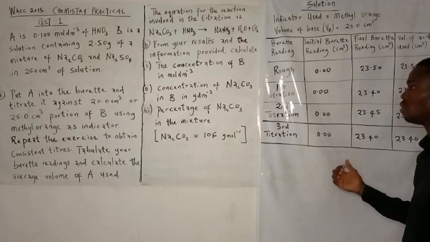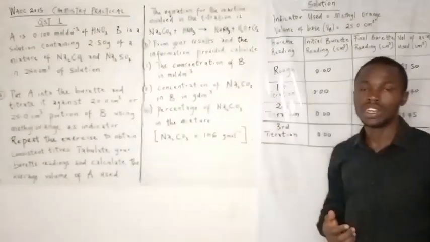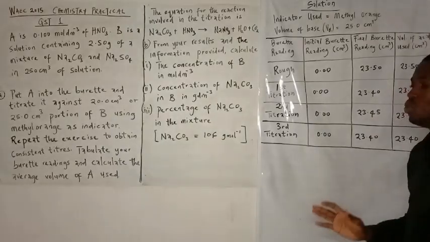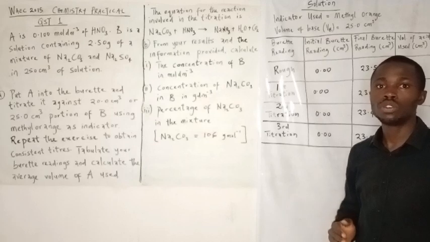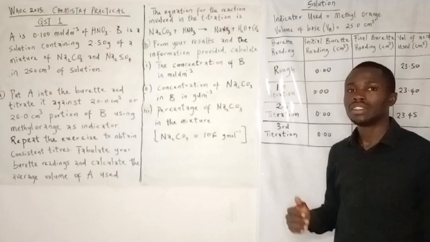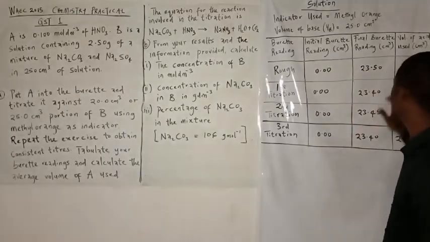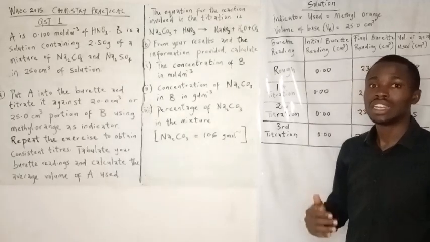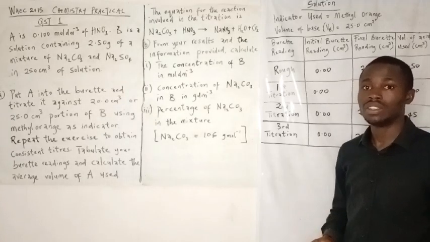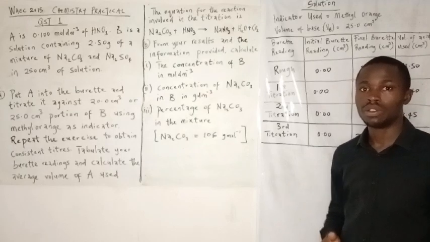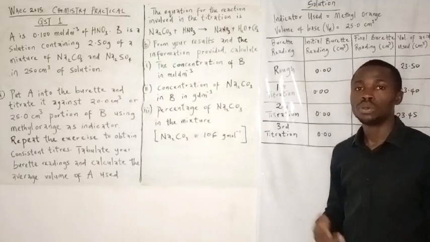Now before we start solving, in the course of carrying out this practical, the volumes of acid used to compute your average titer value should be within the range of plus or minus 0.1. That is the recommended tolerance. The volumes of acid that will be used to compute the average volume of acid used in the titration should be within plus or minus 0.1 to enhance accuracy.